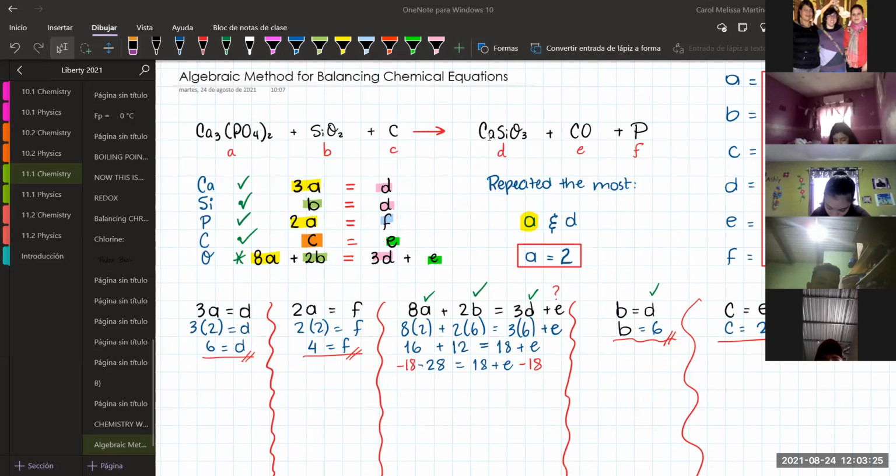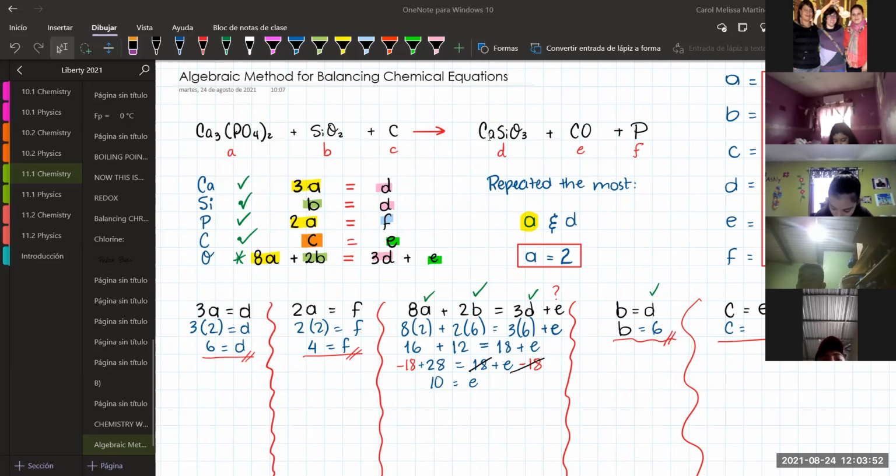And here I cancel this and that. And this gives me 10. 10 equals E. Right? 10 equals E. So E in this case is not 2, it is 10. I did the correction already. Now I need to do the correction of C.